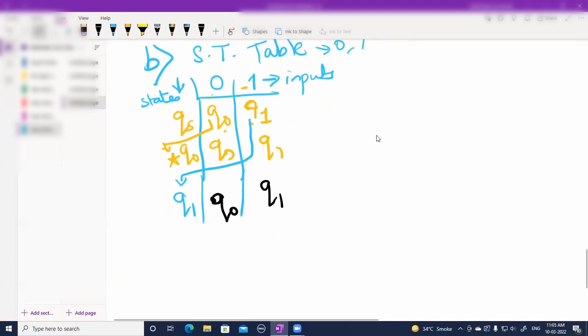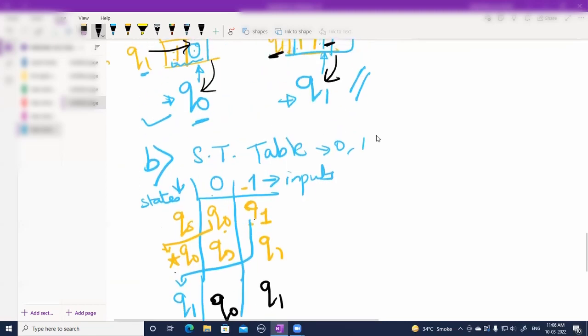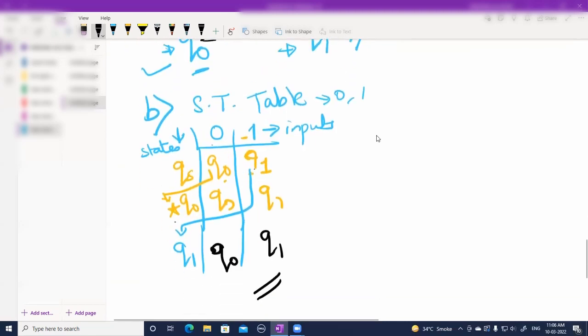Is there any state remaining to consider? This was the resultant state considered as the current state, and this was the resultant state again considered as the current state. No state is remaining to be considered. So this will be the end of designing the state transition table. Now it is time to design the state transition diagram. That is part C of the TCS method. So we'll design the state transition diagram.